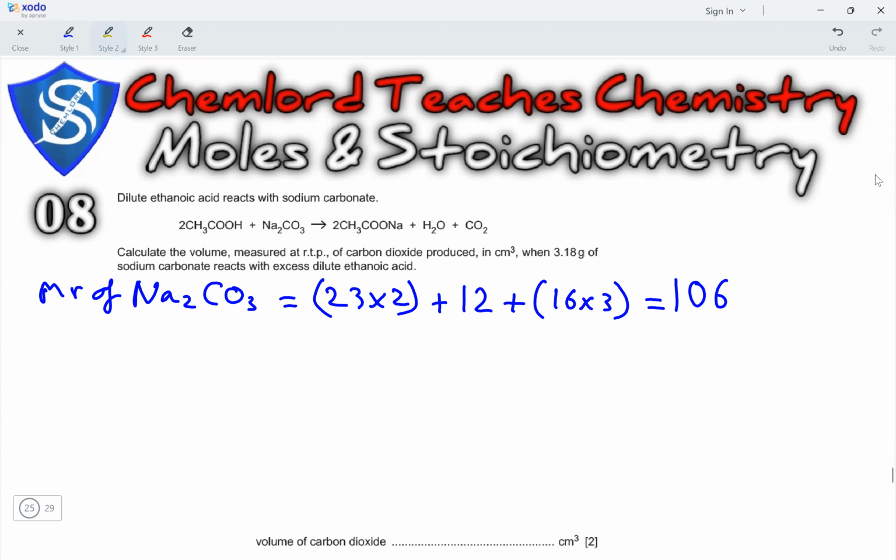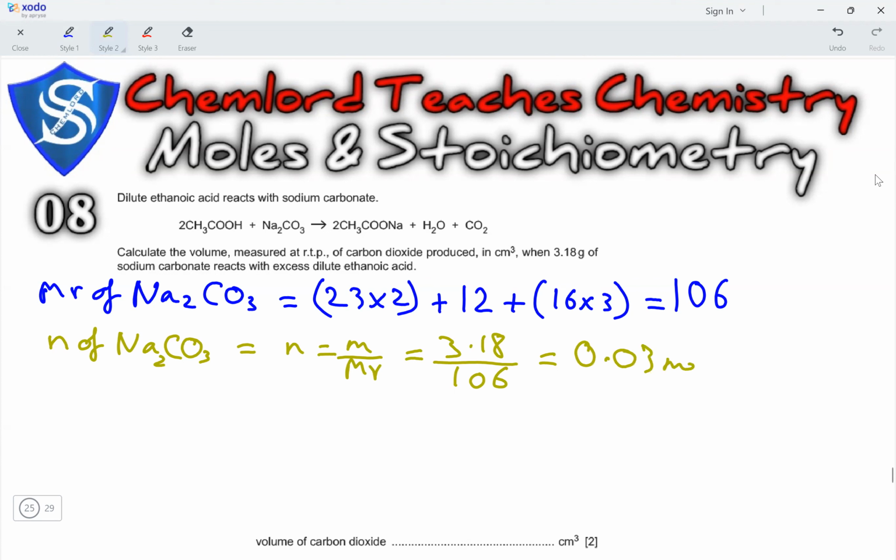The next thing we need to do is calculate the number of moles of sodium carbonate, which is calculated using the formula n is equal to m upon MR. The mass given in the question is 3.18 and the MR calculated is 106. When we divide 3.18 by 106, we end up with a value of 0.03 moles of sodium carbonate. So now we have the number of moles of sodium carbonate present.